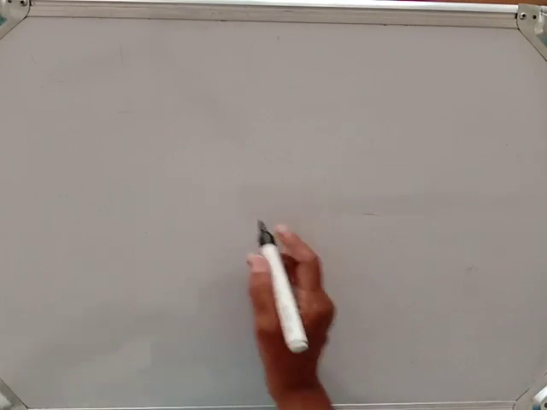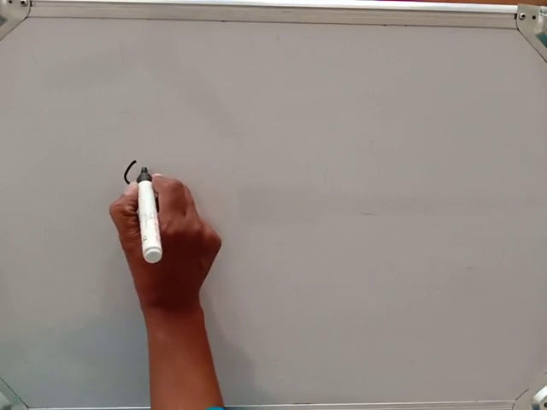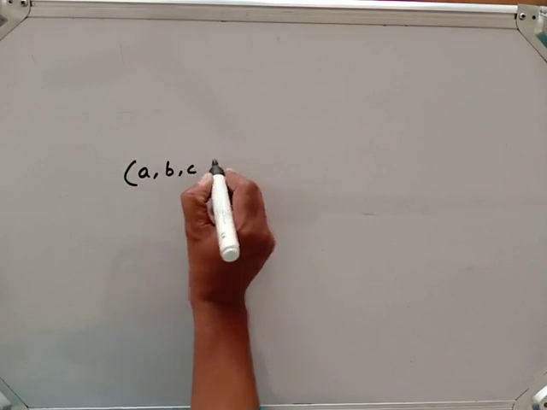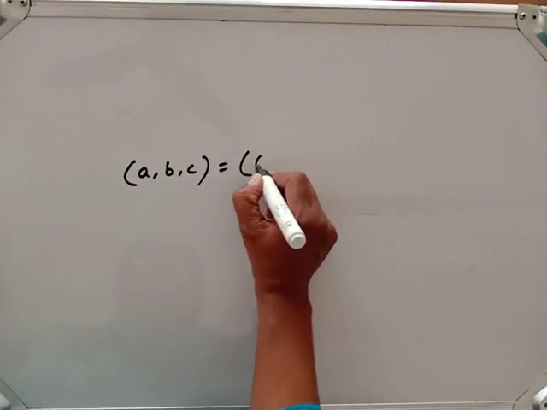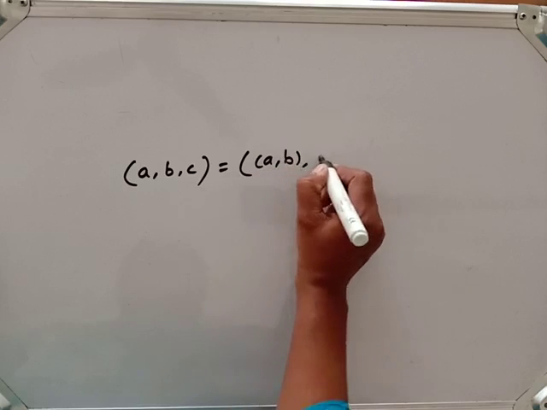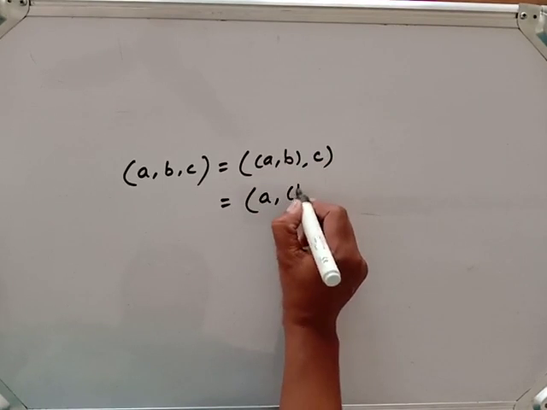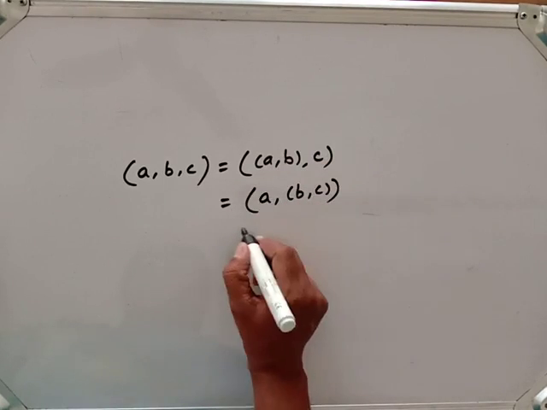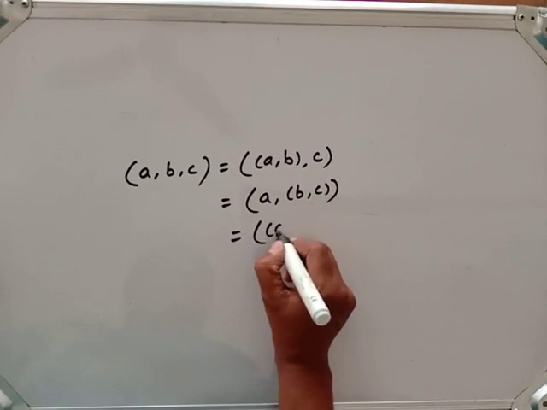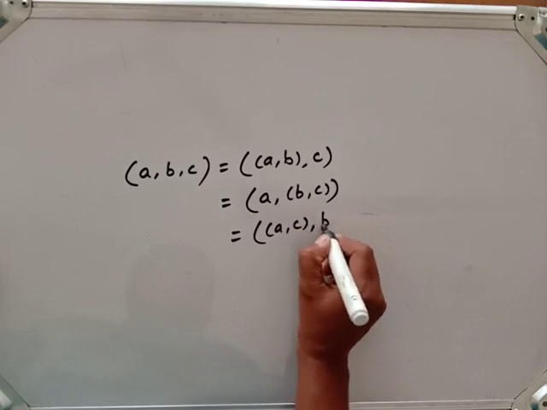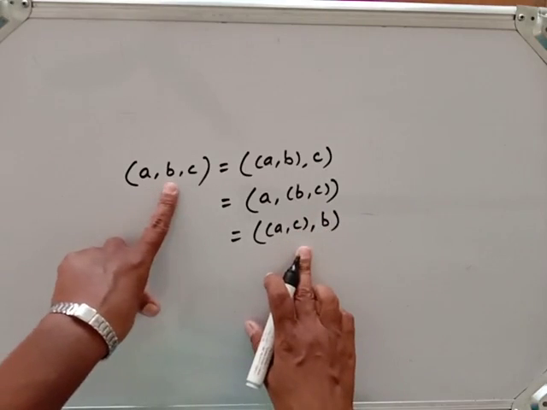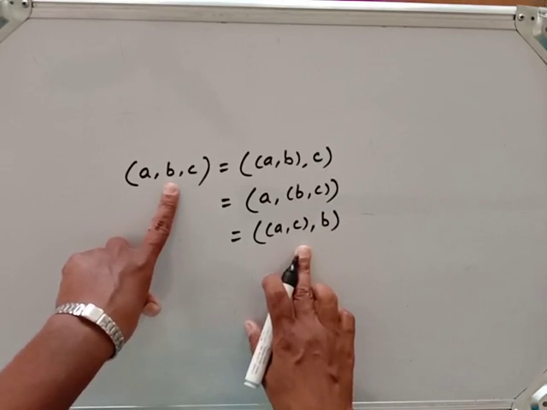So as in the previous video we have shown that the GCD of A, B and C is the same as the GCD of (A, B) with C. Similarly, we can show that it equals the GCD of A with GCD of (B, C), and also the GCD of (A, C) and B. All these things are equal. Already we have written this as a note.